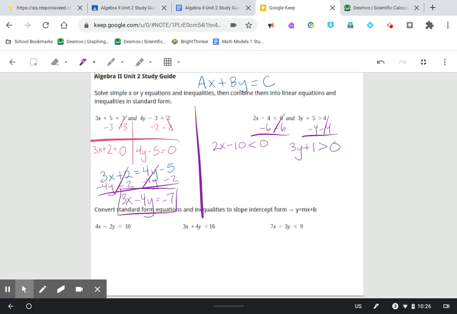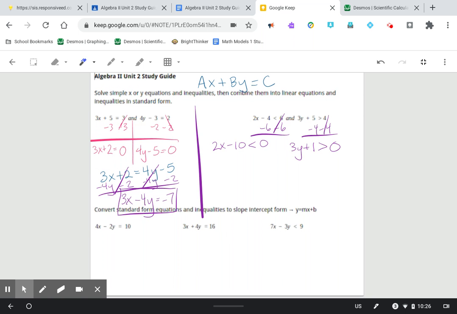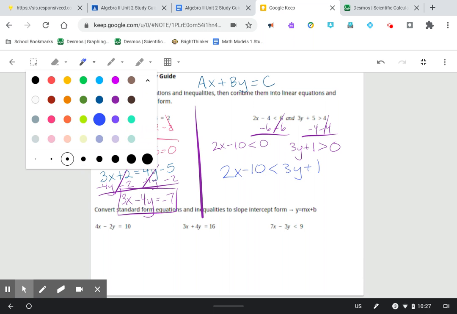So now we take a look at these and see that one of them is less than 0 and one of them is greater than 0. So the 2x minus 10 is less than 0. And the 3y plus 1 is greater than 0. So that means that 3y plus 1 is greater than 2x minus 10. So remember, it's all about whichever one is less than 0 goes below and the one that's greater than 0 goes above. Then I'm going to come through and I'm going to solve.